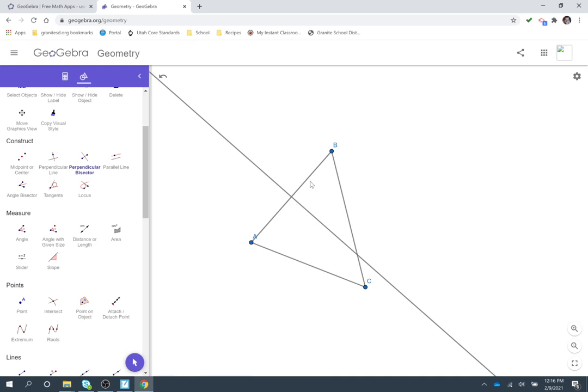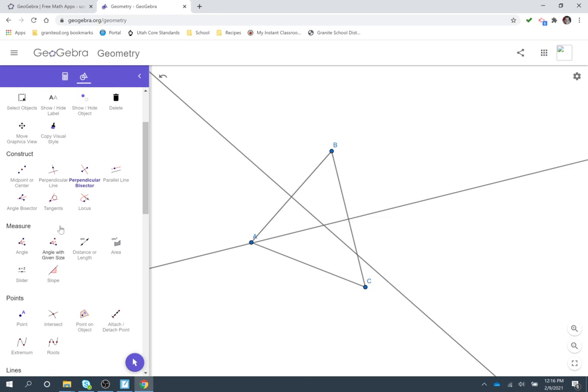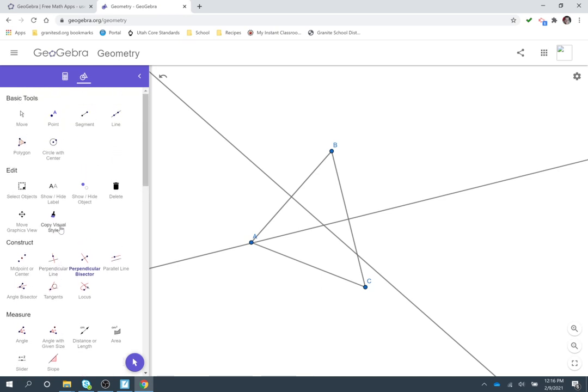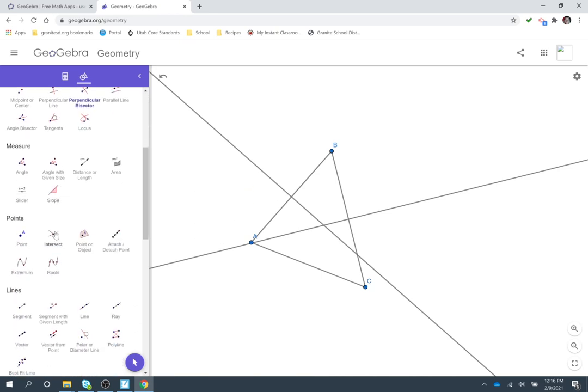Now, I also need a perpendicular bisector of one of the other sides. It can either be BC or AC. It does not matter. I'm going to go from B to C. So notice that that is perpendicular here, 90 degrees, and it cuts BC in half. At this point, we're going to go find our intersect tool, and we're going to mark the intersection of the two perpendicular bisectors.